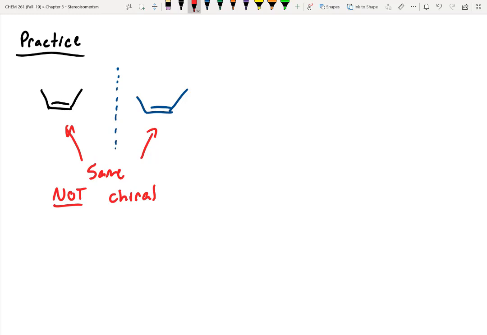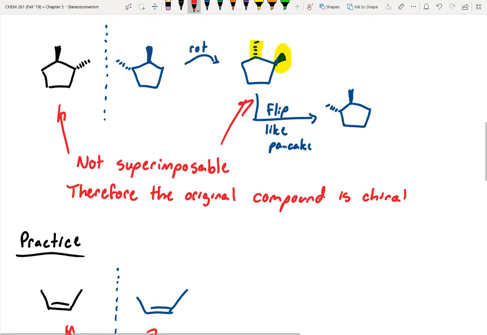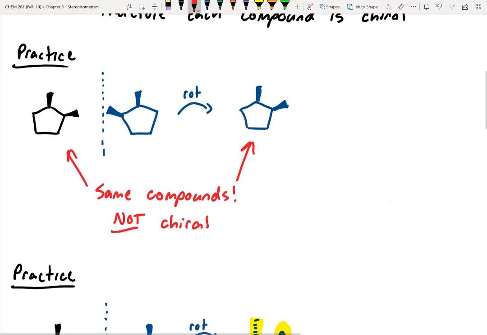Like I said, the most common mistake I see, having taught this class for years, is students immediately jump onto the dashes and wedges. And they say, well, if there's a dash or a wedge, that means that it must be chiral, right? But we just saw an example in this first part that proves that wrong. So instead of thinking about dashes and wedges, think about mirror images. Mirror images are what we should be looking at when determining whether or not a compound's chiral or not.